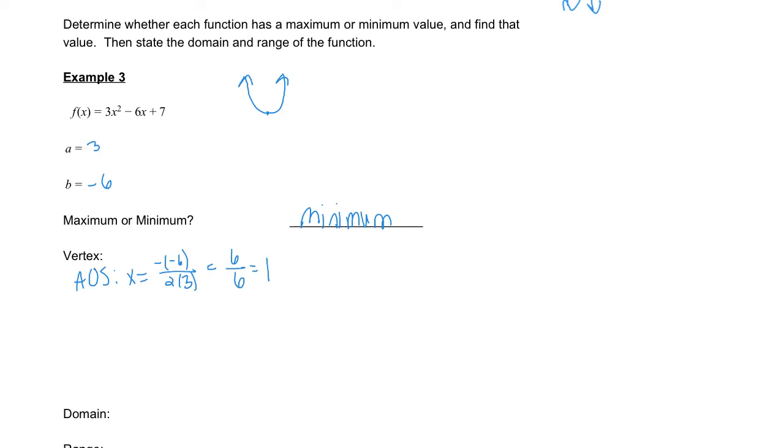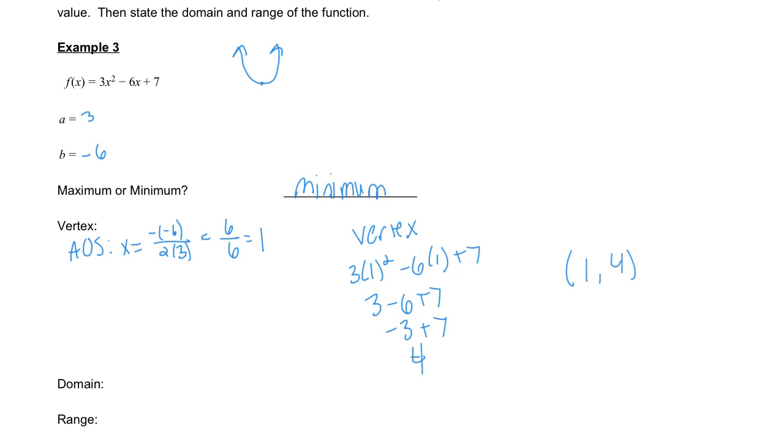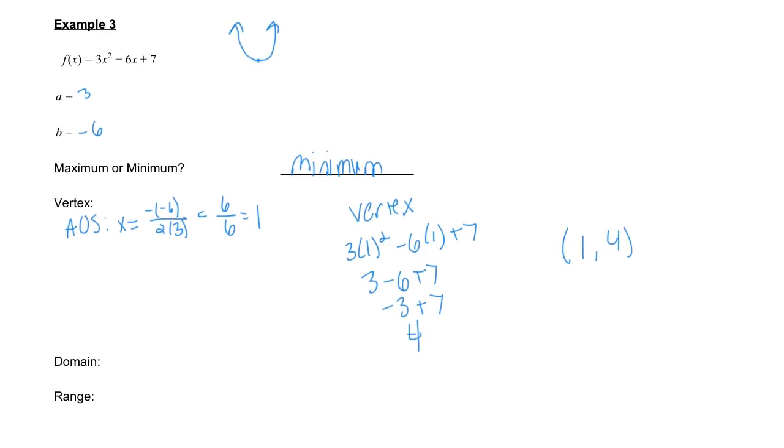So for the vertex, when we plug that in, we get 3 times 1 squared minus 6 times 1 plus 7. That's 3 minus 6 plus 7, or negative 3 plus 7, or 4. So the vertex is 1, 4. So now you're saying to yourself, how do I find the domain and range? Well, the domain is always all real numbers, all the time for all parabolas.